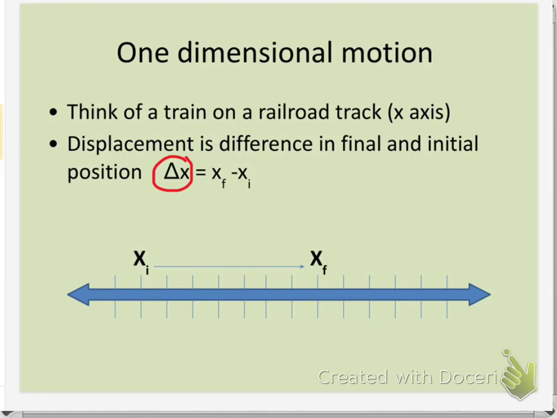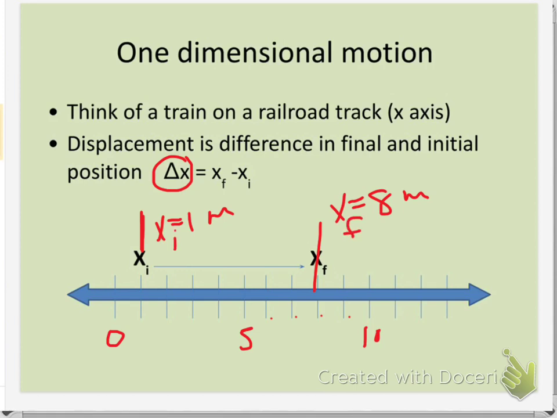So if this is a railroad track or a number line or whatever it is, if this is 0, 1, 2, 3, 4, 5, 6, 10, if I start at x equals 1, I don't know what my units are here. They could be ducks, dirty socks, M&Ms, no idea. And I end at x equals 8. We'll say these are meters. What's my displacement? 7 meters. Easy. This is my final x position. This is my initial x position.